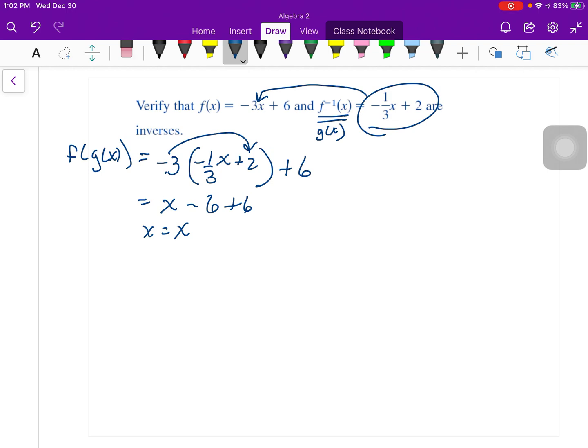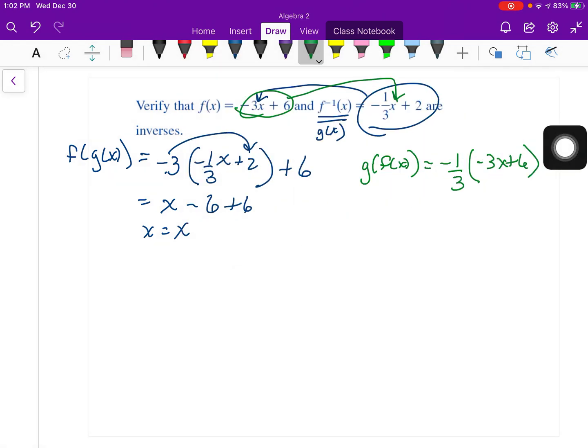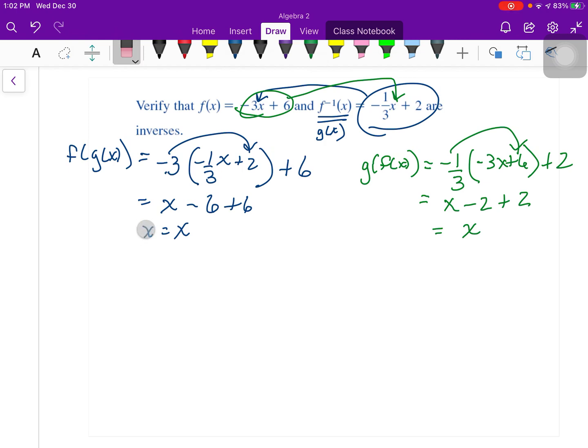So far, it looks like I have an inverse, but I must do it the other way as well. And that is g of f of x. So this time I take negative 3x plus 6 and put it in the x spot. So that is negative 1/3, and instead of x, negative 3x plus 6. And then plus 2. Negative negative makes a positive. A third of 3 is x. Negative 1/3 times 6 is a negative 2 plus 2, which gives me x. So in this case, I got x when I did f of g of x and when I did g of f of x. So these are inverses.